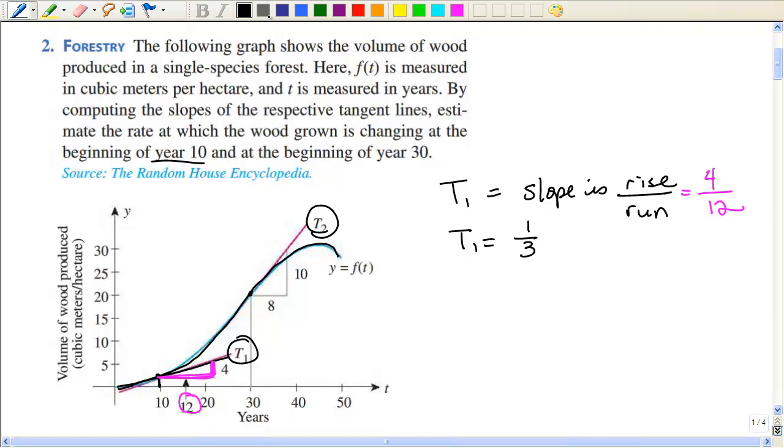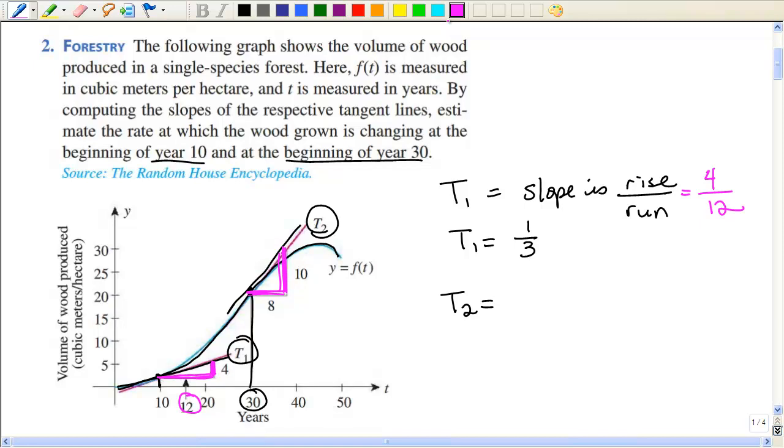Right? Now we should expect the slope of the second tangent line to be bigger than 1/3 because it is a lot steeper. And so that's where they're asking us to look at the average change, or the slope, at year 30. And again, they've gone up here. They put a dot at year 30, they've drawn a tangent line, and they've done this triangle thing, and they've done rise over run. Now notice that that 10 is going all the way up to the tangent line. It doesn't stop at the curve, right?